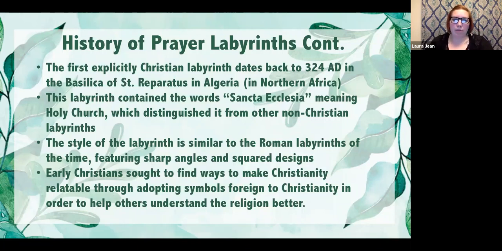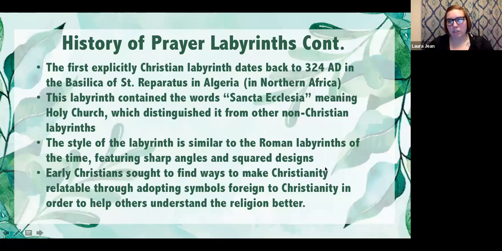So the style of the labyrinth is squared, and it's very similar to the Roman labyrinths of the time. It featured sharp angles and squared designs, which is different than a lot of the circular ones that you've seen. And early Christians often sought to find ways to make Christianity relatable to people who weren't already Christians, and to take symbols from other religions or non-religious symbols and assign Christian meaning to them. The squared design was very popular with the Romans, and so they made the first Christian one in that same shape.